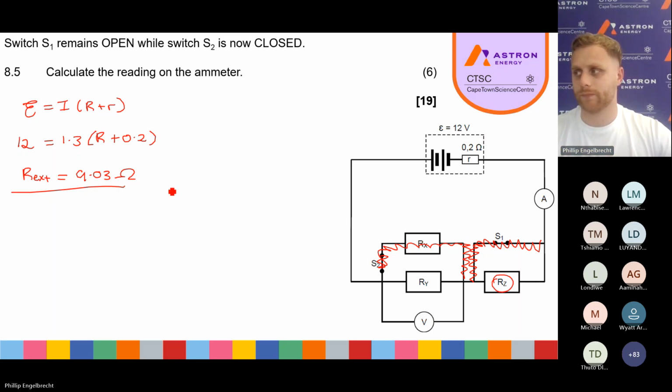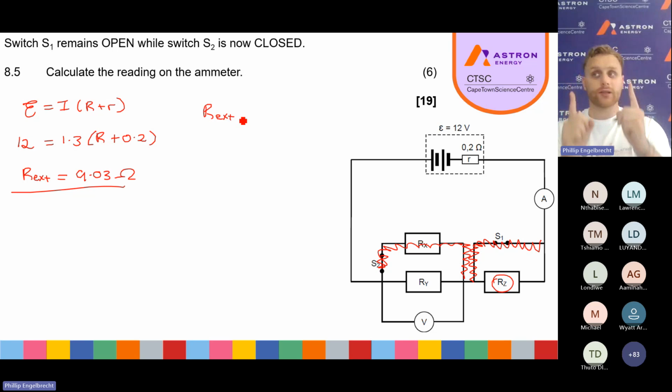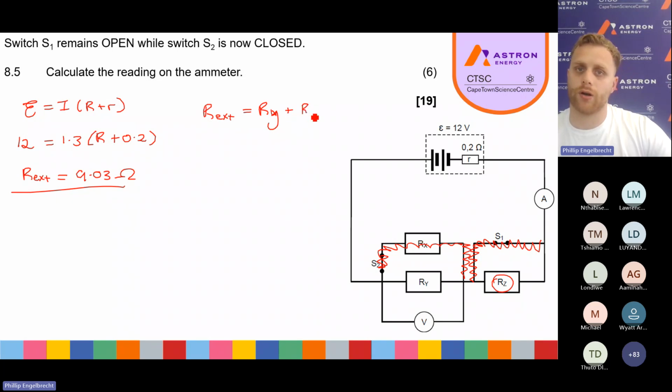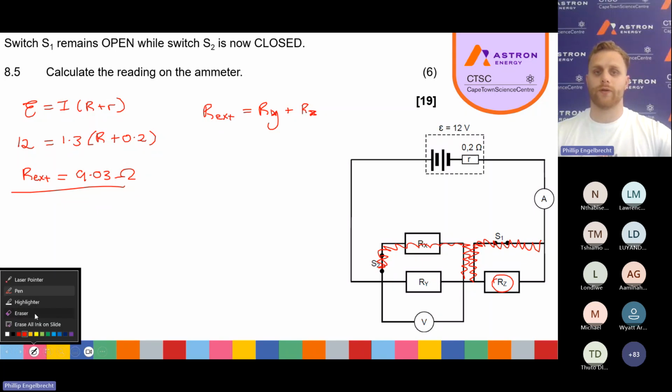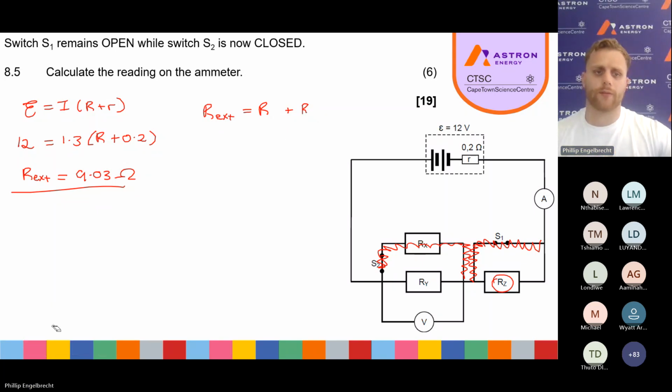Okay. So I have that. What can I do now? Well, I know that the total external resistance, remember we are still with the situation where both switches are open, is equal to Ry plus Rx. Oh, sorry. I'm starting to lose a bit of focus here. I do apologize.